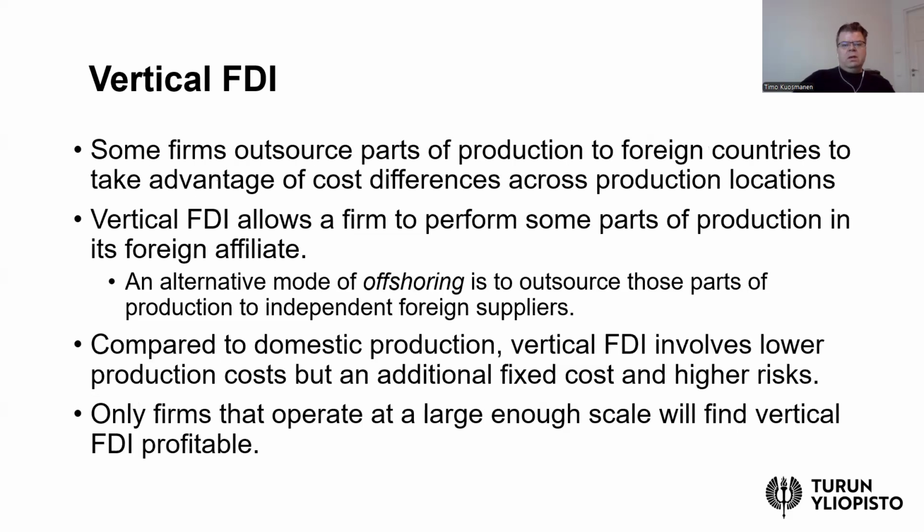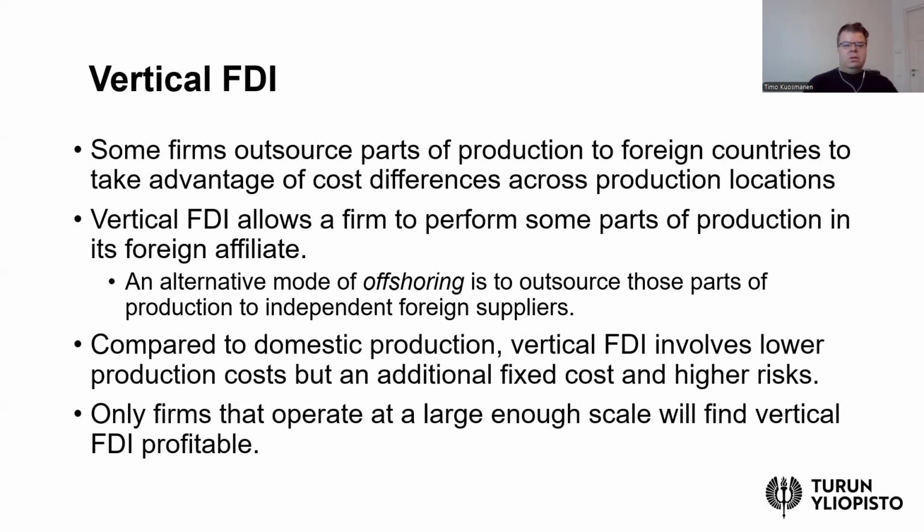Now, in contrast, vertical FDI means that if you have a more complicated supply chain, then firms may outsource some parts of the production process to foreign countries to take advantage of cost differences. I mentioned the example of Ford Motor Corporation, but you can think of any car manufacturer which might outsource some parts of the automobile to be produced in low-cost countries. So vertical FDI allows a firm to perform some parts of the production in its foreign affiliate.